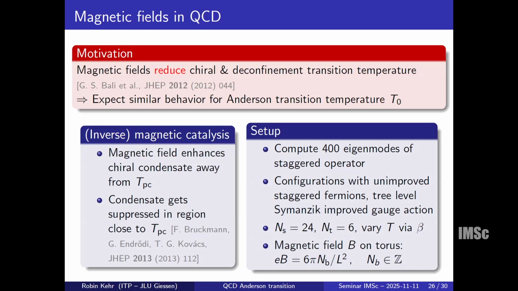The lattice is here really small. However, everything is fixed. So the number of space sites is 24 and the number of time sites is 6. Here we vary the temperature via the inverse gauge coupling. The other setup was fixed scale. This is not fixed scale now. Here it's varied via beta. And then as I presented earlier, the magnetic field is quantized because we are on a torus according to this condition, where N_B is our magnetic flux quantum number controlling the magnetic field strength.